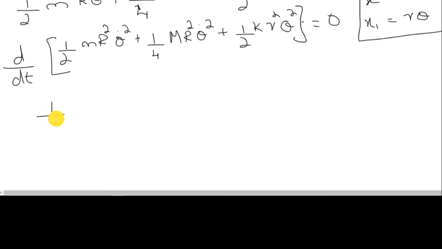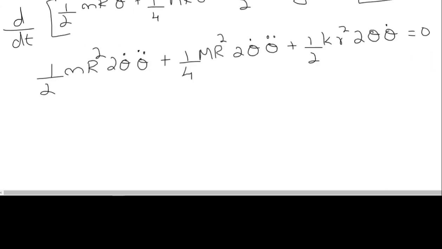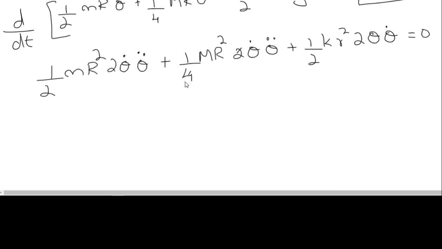Taking this differential, half m and r square remain constant, and theta dot square can be differentiated as 2 times theta dot times theta double dot, the second derivative. And 1 by 4 m r square remains constant, and again there is a theta dot square here, which can be differentiated as again 2 theta dot theta double dot, plus again half k small r square, and theta square can be differentiated to 2 theta theta dot, equal to 0. So in this, 2 and 4 will get cancelled into 2.